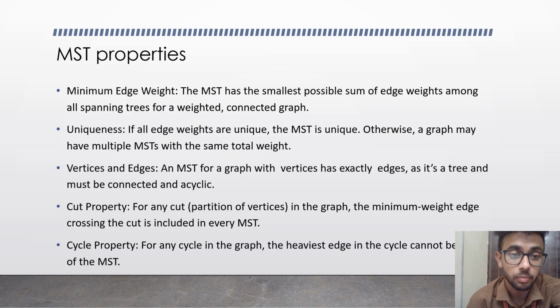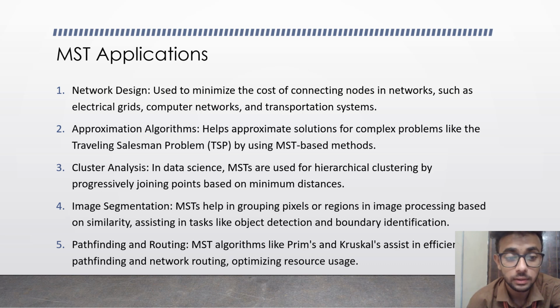Let us discuss the properties of minimum spanning tree. Minimum edge weight, uniqueness, vertices and edges, cut property, and cycle property. These are the properties of minimum spanning tree, and let us discuss a few applications of minimum spanning tree. Network design, approximation algorithms, cluster analysis, image segmentation, pathfinding and routing. These are the applications of minimum spanning tree.